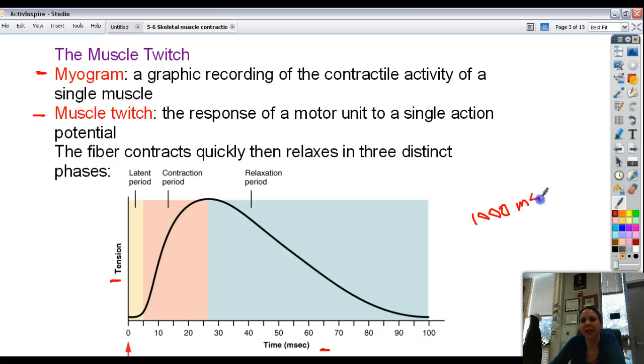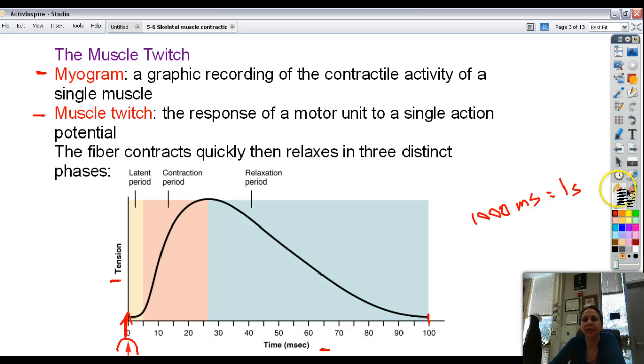So 1,000 milliseconds equals 1 second. And here it only goes up to 100, so that's 1/10 of a second. Okay, so a muscle twitch is just when I apply a stimulated force to my muscle, it's going to increase in tension and then eventually decrease back down to zero. All this within 1/10 of a second.